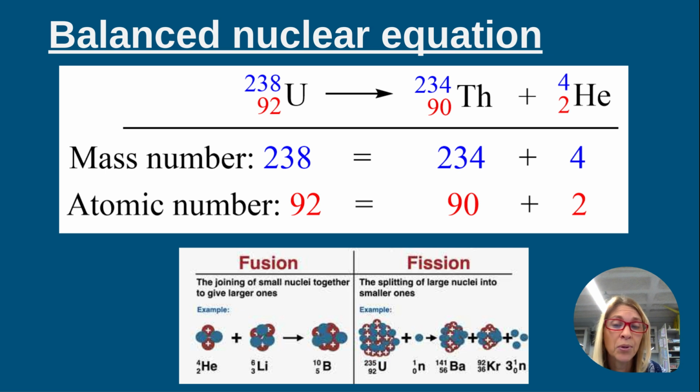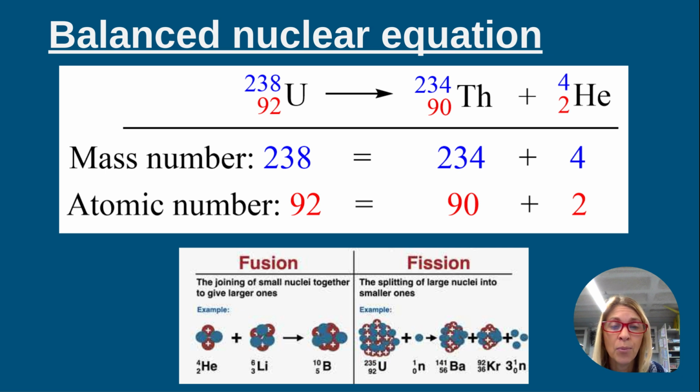There's also 2 examples in the bottom that relate to fusion and fission. So we can see that the mass of helium-4 plus the mass of lithium-6 is equal to the mass of boron-10, and that the atomic numbers of 2 plus 3 equal the atomic number of 5. That's the fusion example. And it's also the same in the fission example.